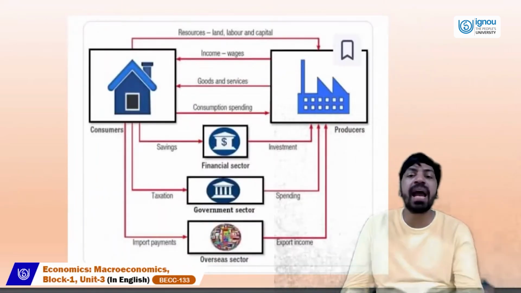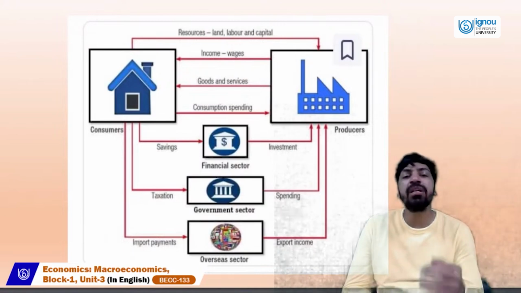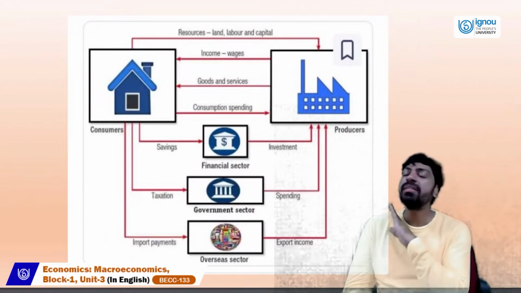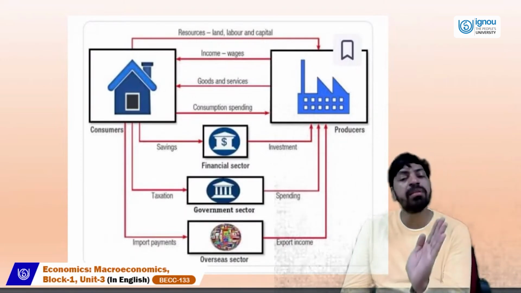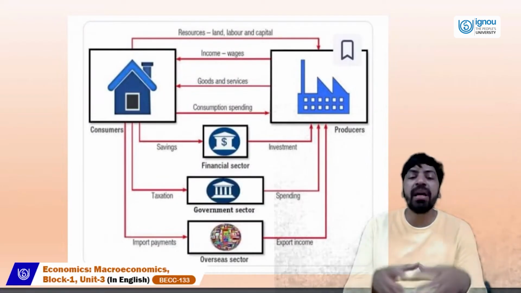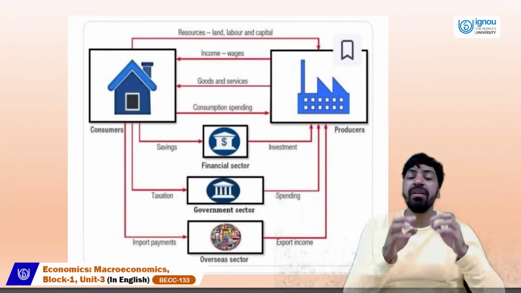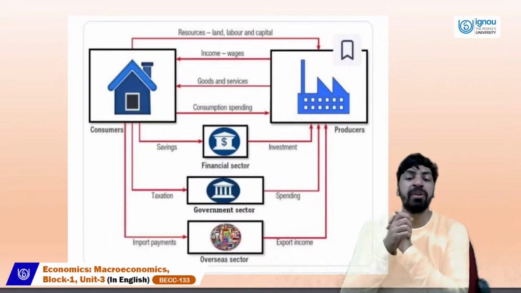So this is the diagram that I'm talking about. Every explanation, whether for the second, third or fourth model, will be used in this five sector model also. But when we talk about the new component, the new sector, we talk about the overseas sector. Here we are talking about the import and export of products.